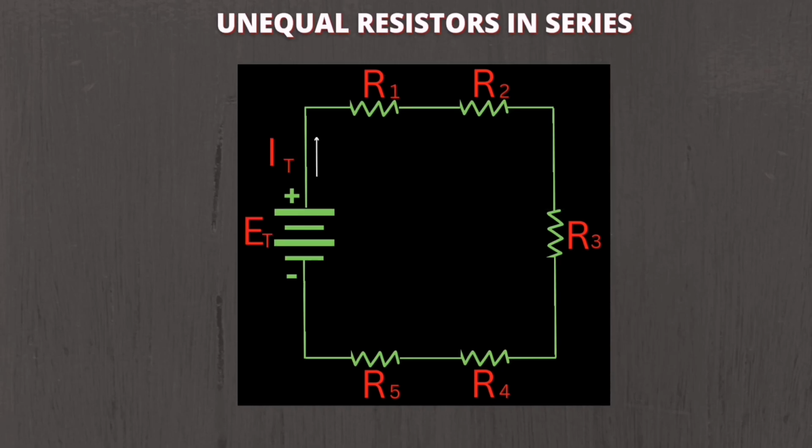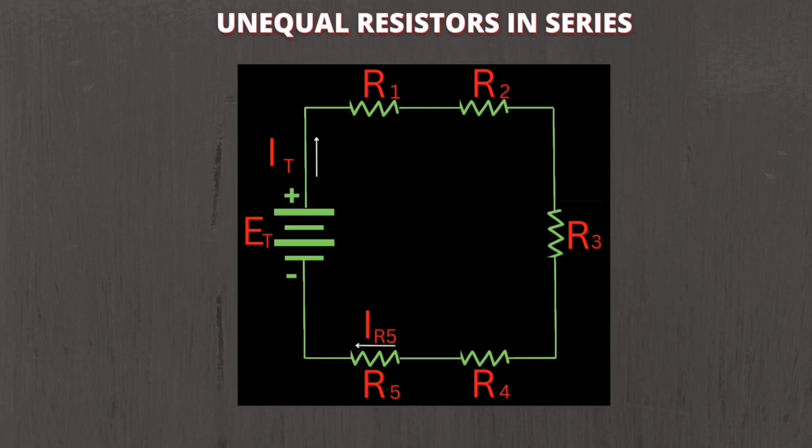For condition number 1, the current through all resistors is the same, meaning that I total is equal to I_R1, which is equal to I_R2, and also equal to I_R3, and also equal to I_R4, and also equal to I_R5.